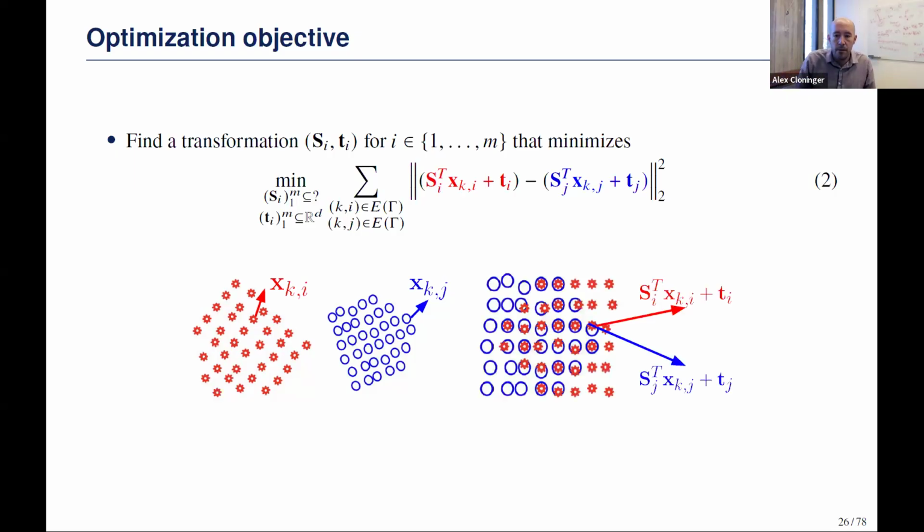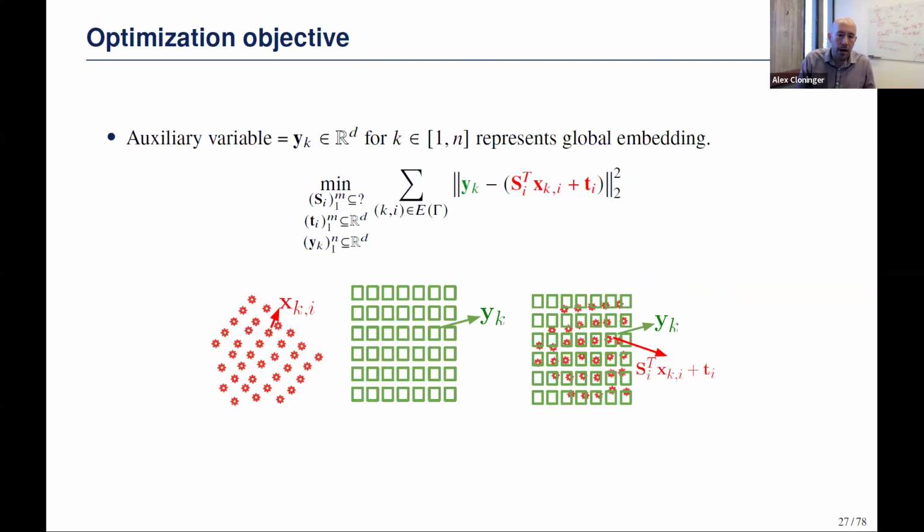That's the idea: x_k^i, x_k^j, we want to make sure that they lie on top of each other after we rotate and shift them around, for the set of points seen by both views. It turns out there's an equivalent way to do this, which is that you only define the rotations one time, and instead you have a proxy variable that is your global embedding space y_k. That's going to be my global coordinates when I'm all done. So you can show these two problems are equivalent to each other.